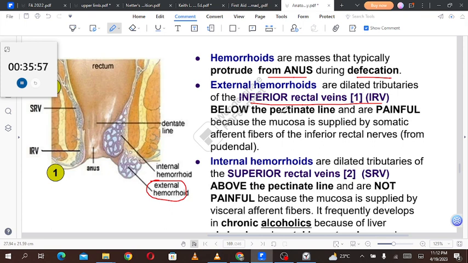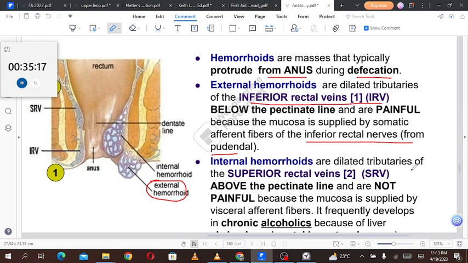Like over here you can see these are external hemorrhoids, and they are the tributaries of the inferior rectal veins below the pectinate line. They are painful because the mucosa is supplied by the somatic afferent fibers from the inferior rectal nerves, from the pudendal nerves. So below the pectinate line the nerve supply is coming from the inferior rectal nerves, and they are coming from the pudendal nerves. So external hemorrhoids are painful.